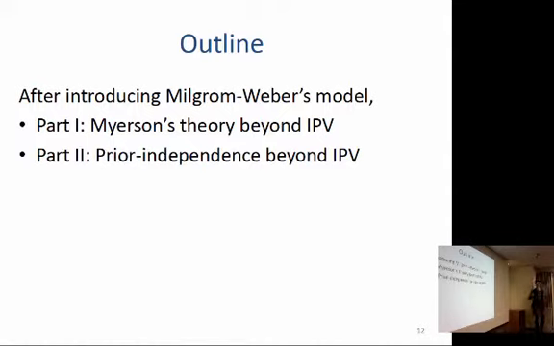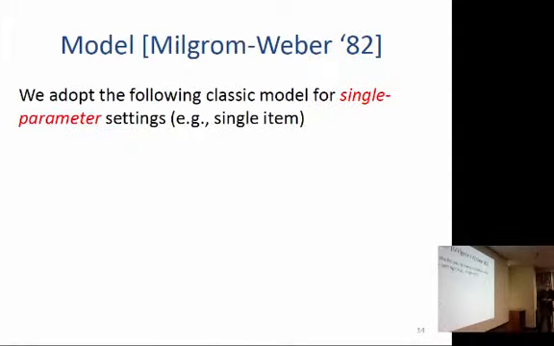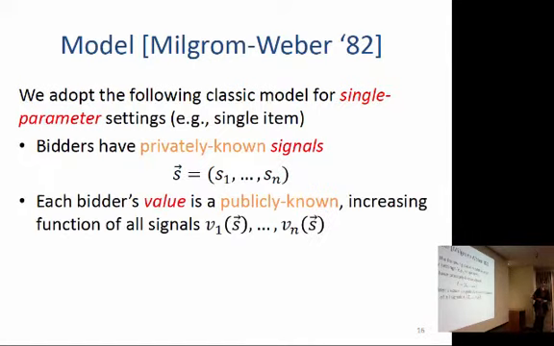Okay, so let me show the model. The classic Milgrom-Weber model is a model for single parameter settings, as I mentioned, so you can just think for now about a single item for sale. And in this model, bidders have privately known signals. We're going to denote them by S sub 1 to S sub n. And each bidder's value is a publicly known increasing function of all of the signals. So V sub i is a function of the signal profile.